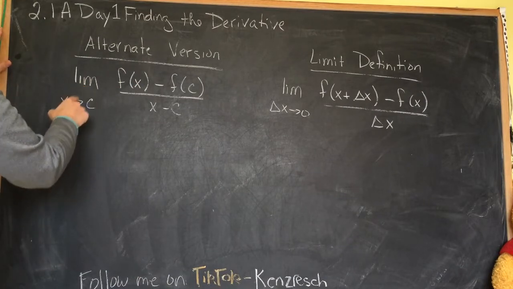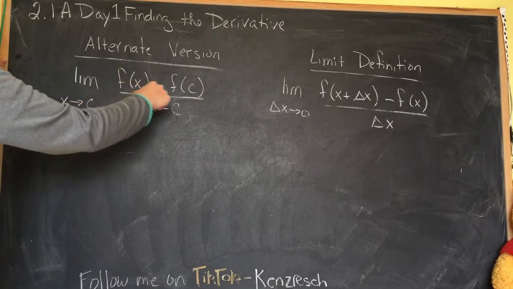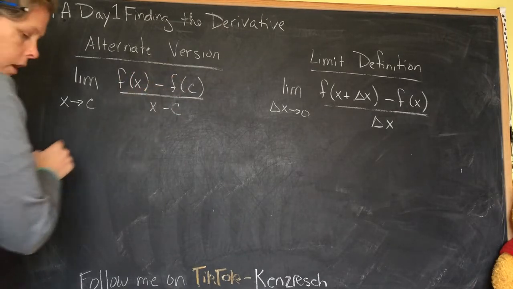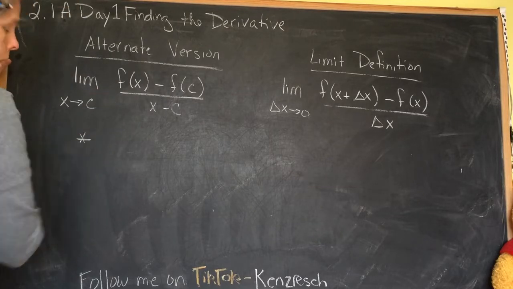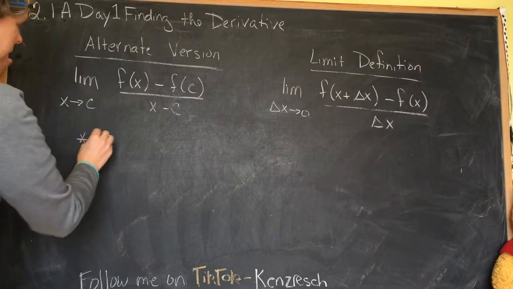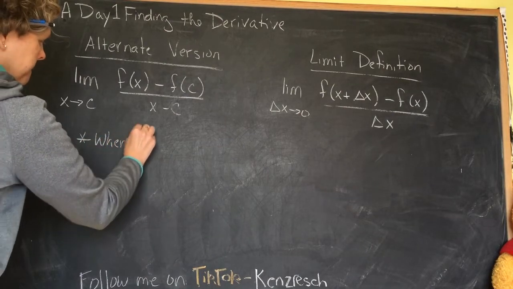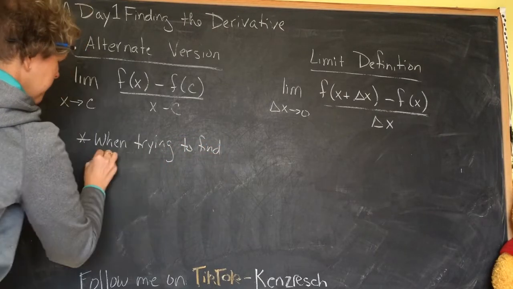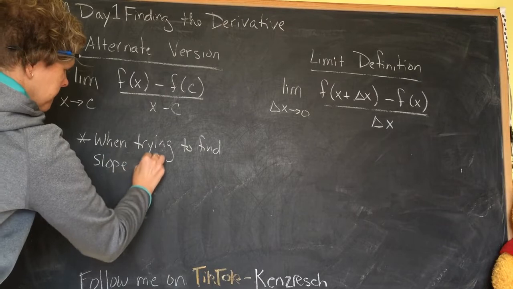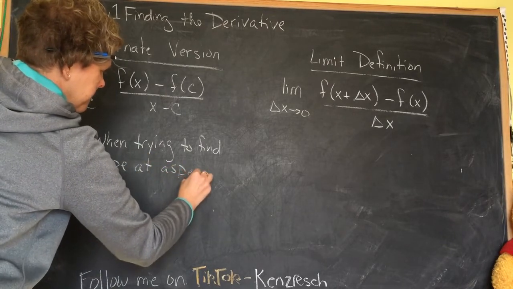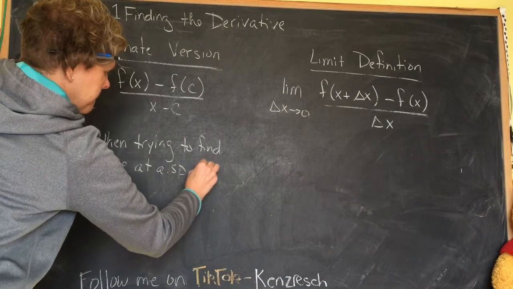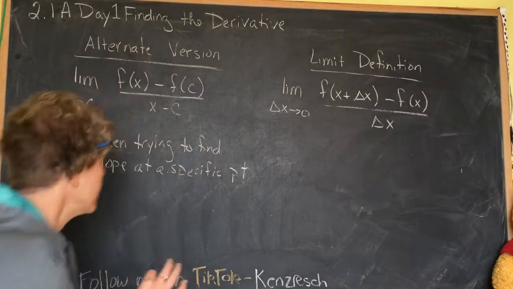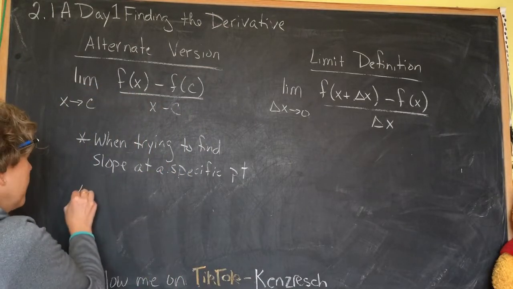And remember, it was always the limit as x approaches some x value, and then it was of the slope, so f of x minus f of c all over x minus c. All right, we use this when you are trying to find the slope at a specific point. Your answer is always going to be a number. It's going to be a value.